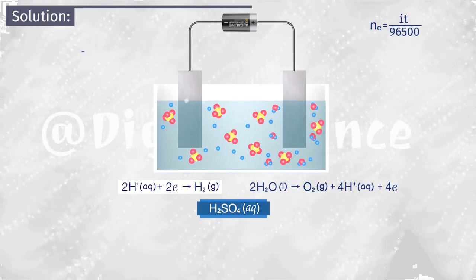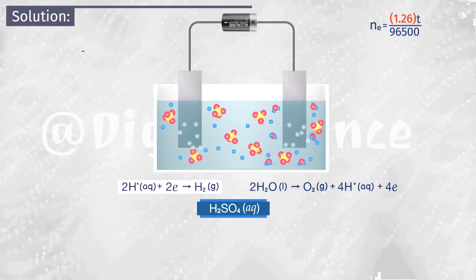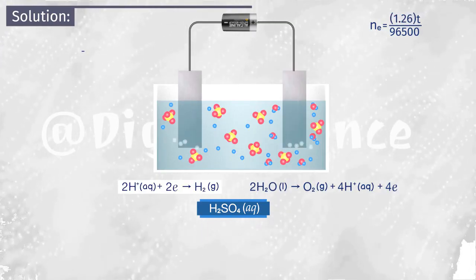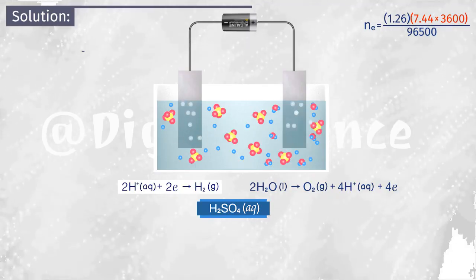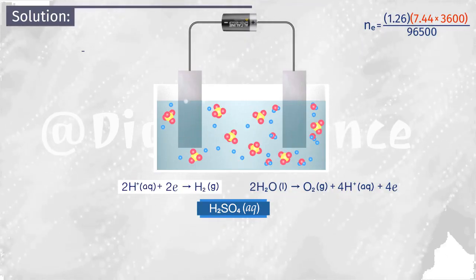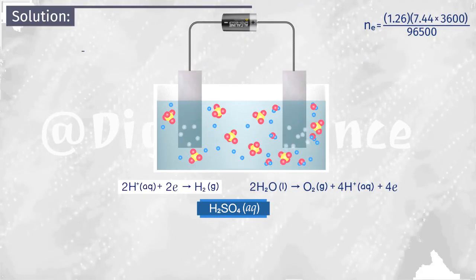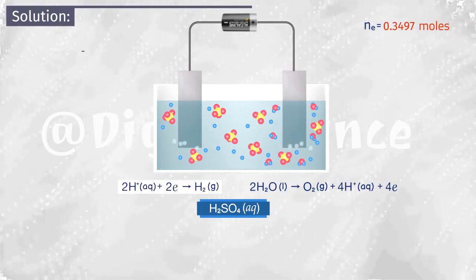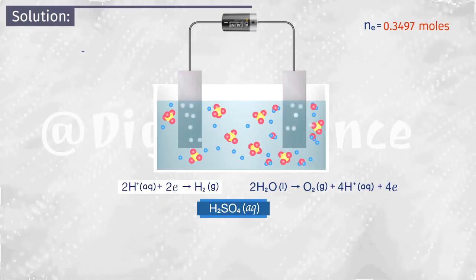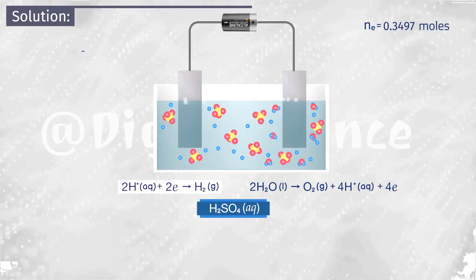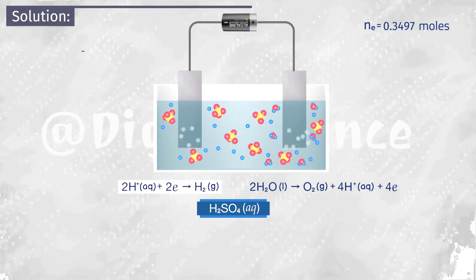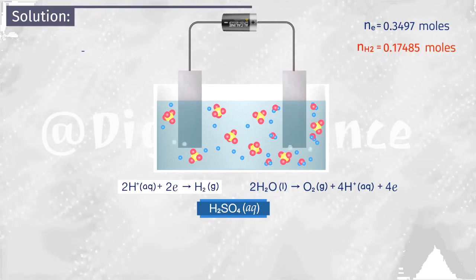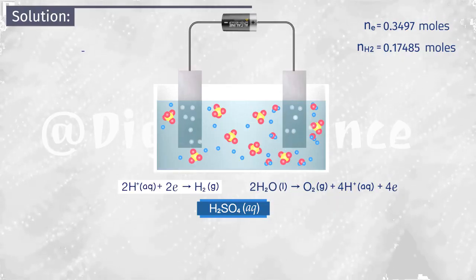From the problem sheet, the value of the electric current is 1.6 amperes. The time value must be in seconds, so multiply the time value by 3,600. This calculation is quite easy. n is equal to 0.3497 moles of electrons. This number of electrons will form 0.17 moles of hydrogen gas. This is correct.